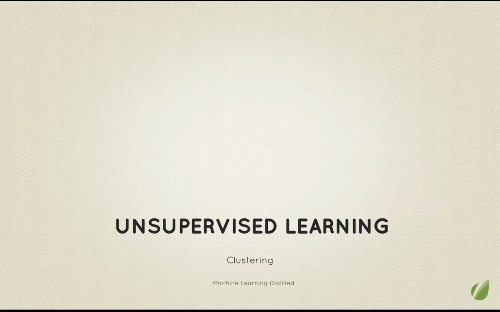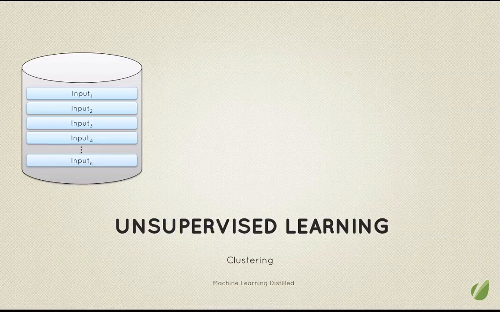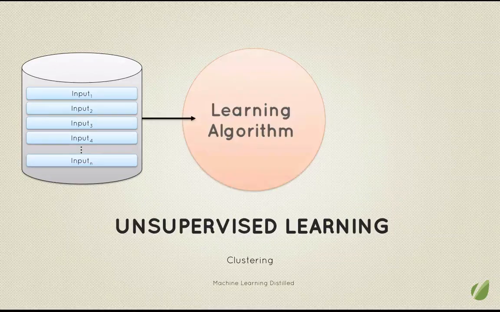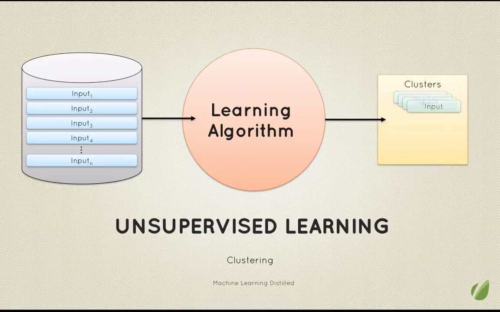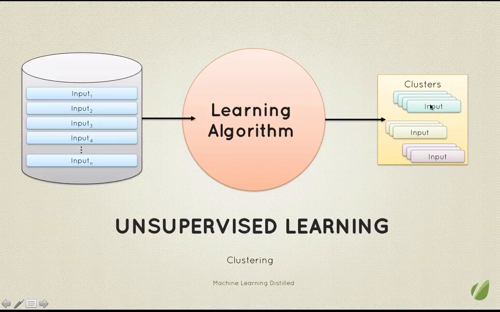Unsupervised learning, we're going to look at in 2 forms. First, clustering. In clustering, we take some set of input, again, training data, put that into a learning algorithm, and what we get out is a set of groupings, often called clusters. So we found that these inputs are similar to each other, and we've grouped them together. These inputs are similar, and these inputs are similar.